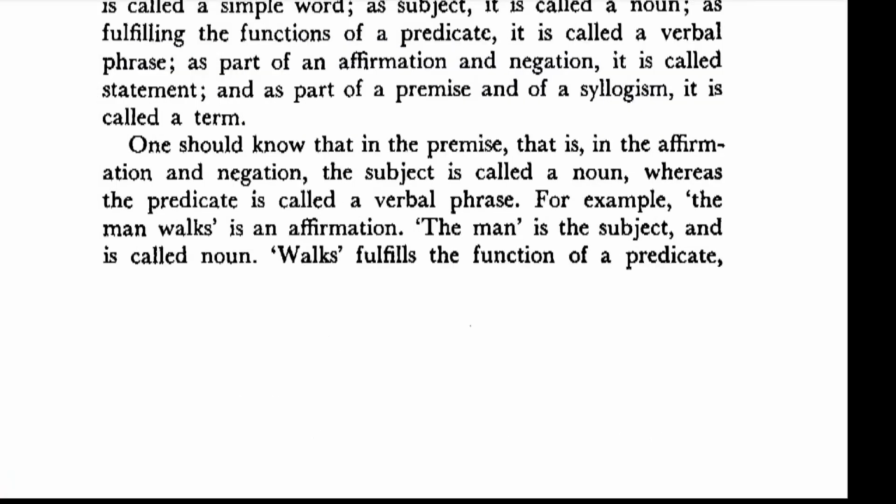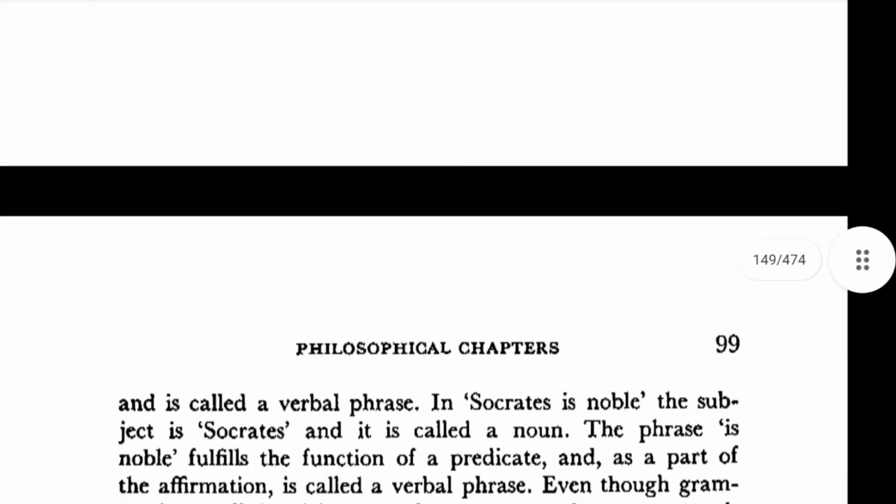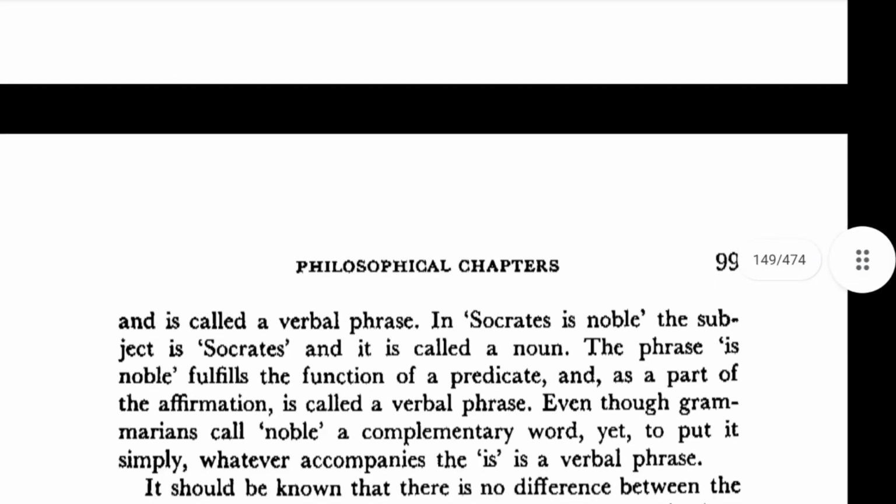One should know that in the premise, that is, in the affirmation and negation, the subject is called a noun, whereas the predicate is called a verbal phrase. For example, "the man walks" is an affirmation. The man is the subject and is called noun. Walks fulfills the function of a predicate and is called a verbal phrase. In "Socrates is noble," the subject is Socrates and is called a noun. The phrase "is noble" fulfills the function of a predicate and as a part of the affirmation is called a verbal phrase. Even though grammarians call "noble" a complementary word, yet to put it simply, whatever accompanies the "is" is a verbal phrase.